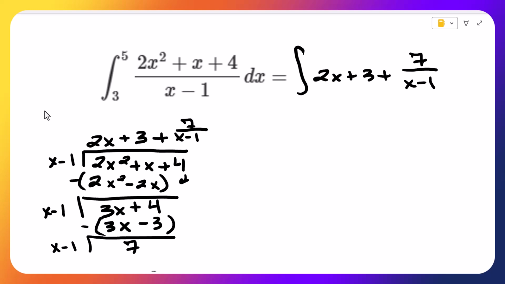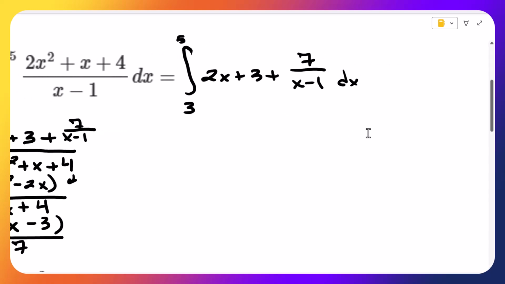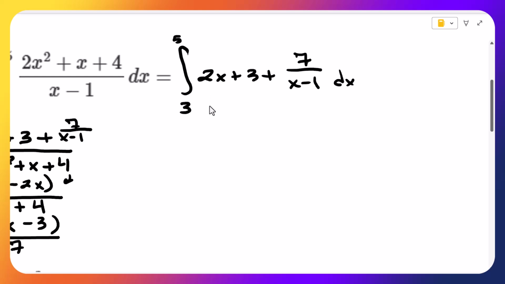And we're going from 3 to 5, and we're integrating with respect to x. Now, this looks like something that we can take the integral of really easily, because the antiderivative of 2x is just x squared. The antiderivative of 3 is just 3x. The antiderivative of 7 over x minus 1 is 7 times the natural log of the absolute value of x minus 1. And we're integrating from 3 to 5.